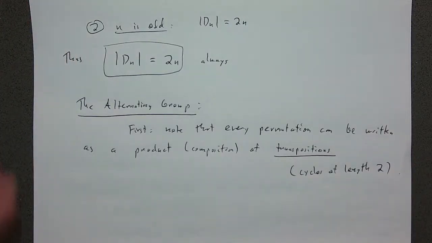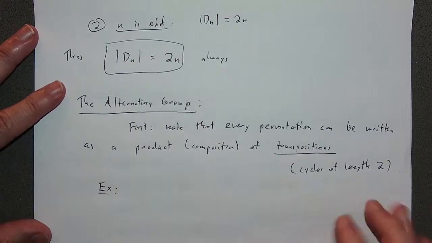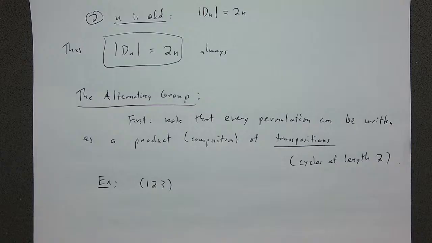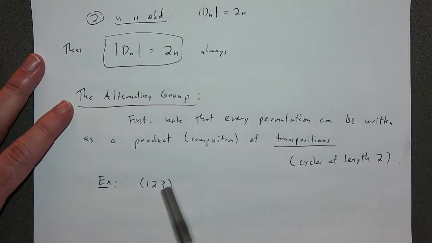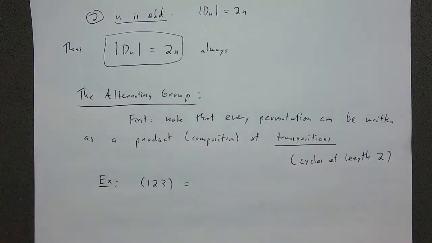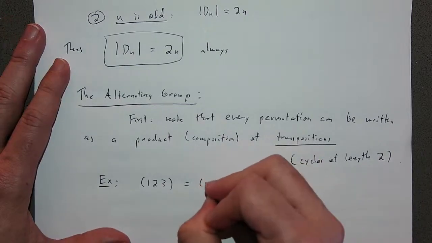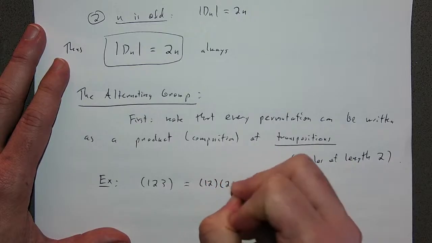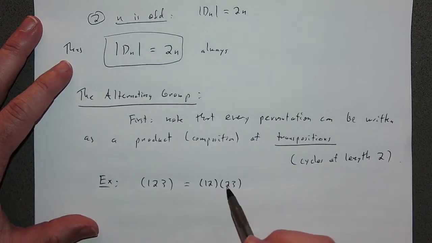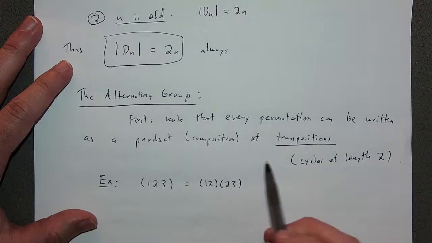So, to show this, let's take a cycle of length 3. This, of course, is the permutation that sends 1 to 2, 2 to 3, and 3 to 1. How can this be written as a product of transpositions? Well, there. Right? This will do it. How? Let's check that this actually works. Remember, we read right to left here.